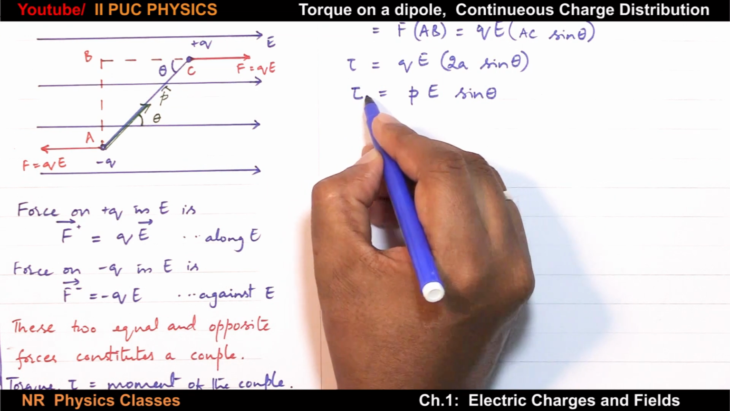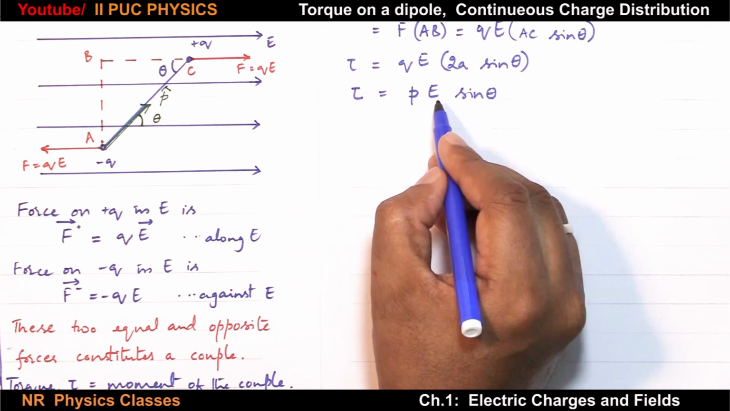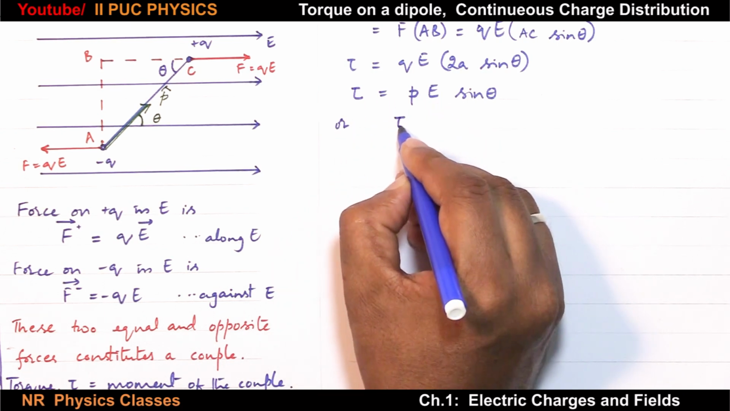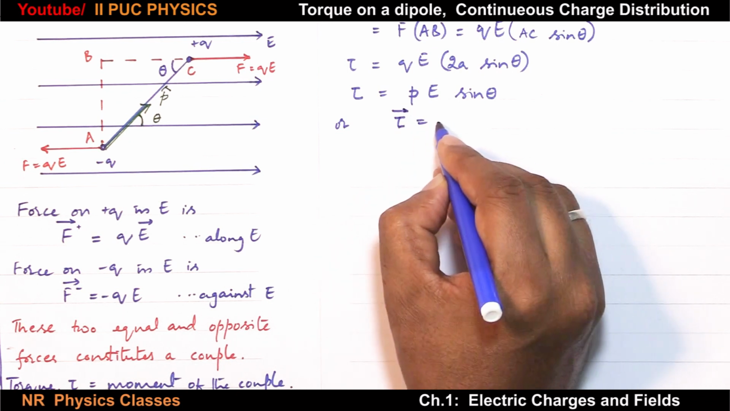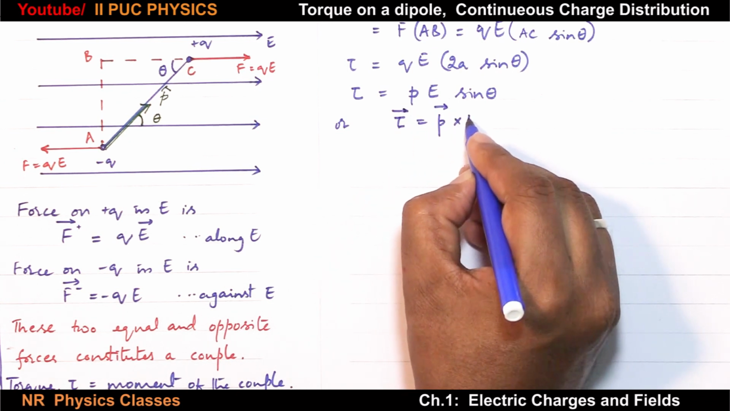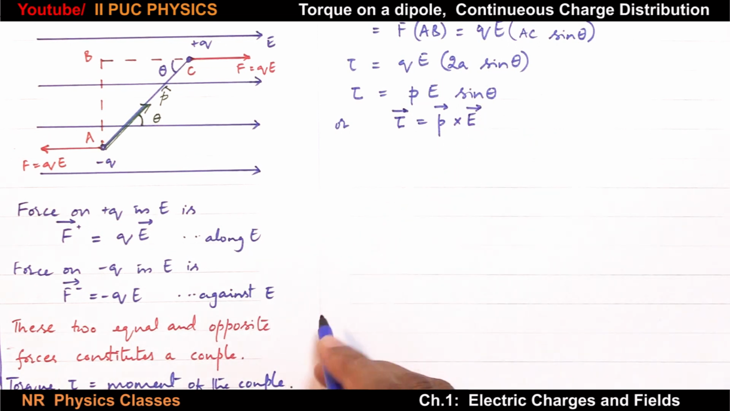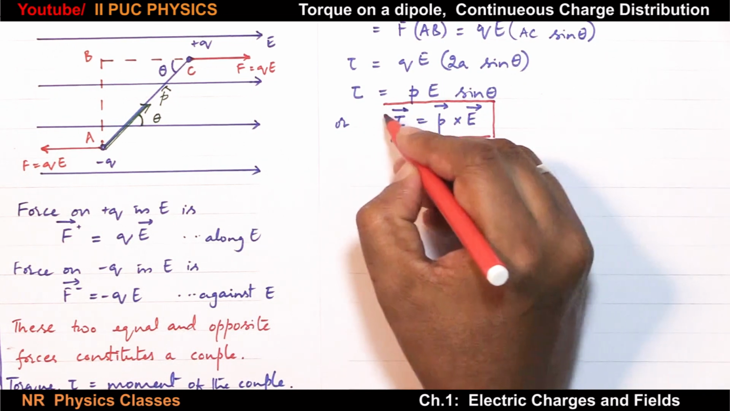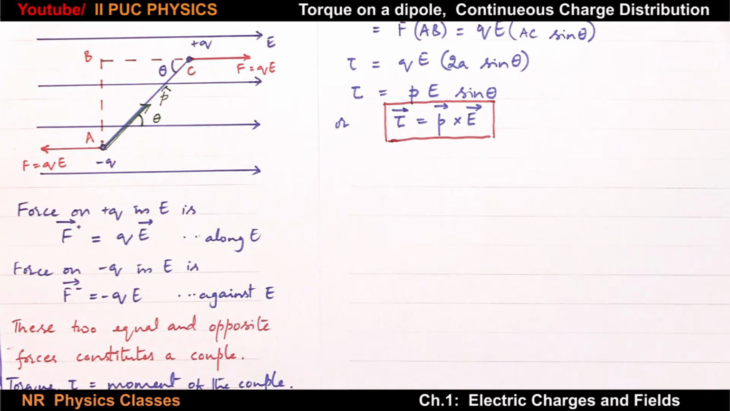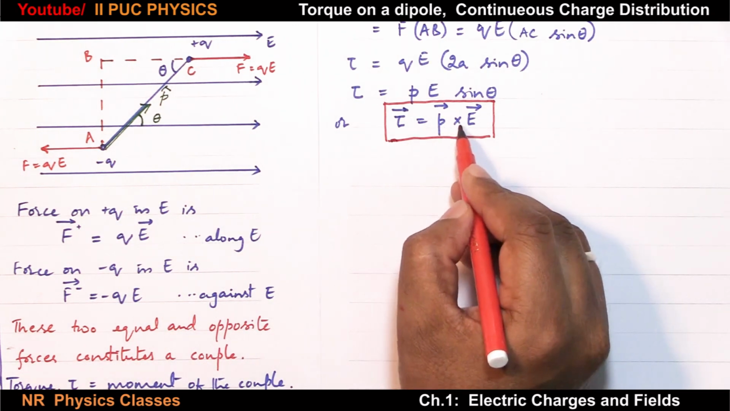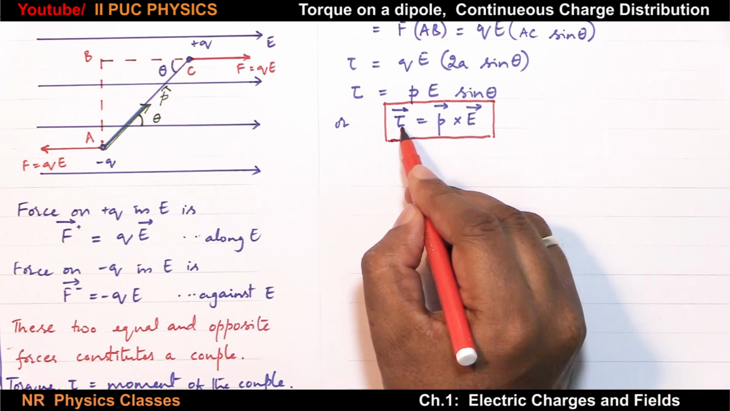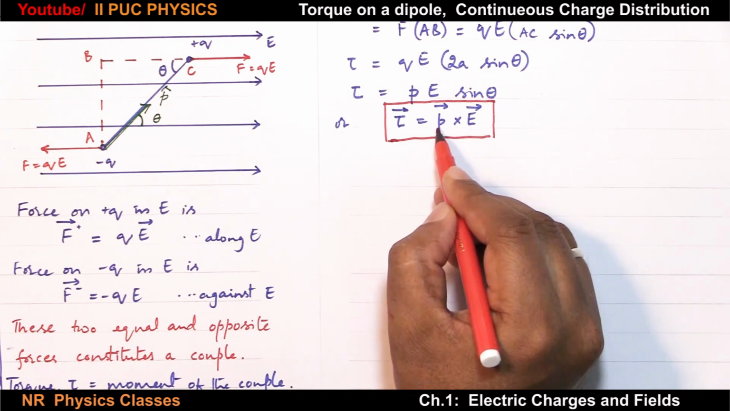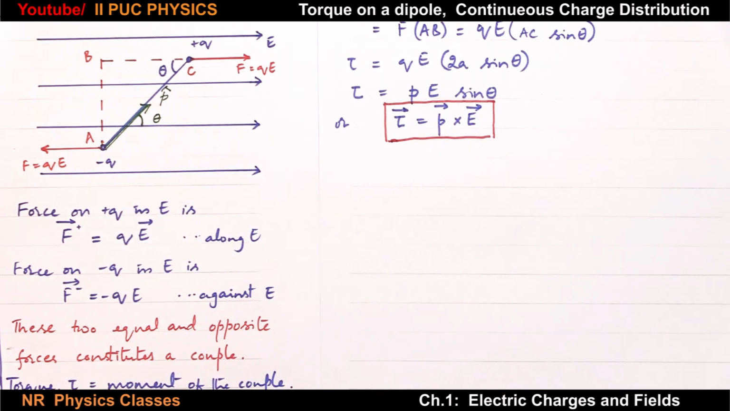Torque is a vector quantity. Dipole moment is also a vector quantity. Electric field is a vector quantity. Therefore, in vector notation, we can write tau equal to P cross E. This is the expression for torque on an electric dipole in an external electric field. Since it is the cross product of P and E, the direction of tau is perpendicular to both E and P, following the right hand screw rule that we have to mention.